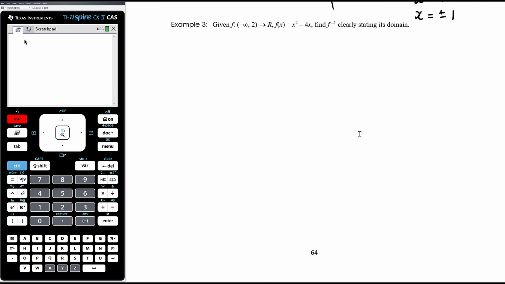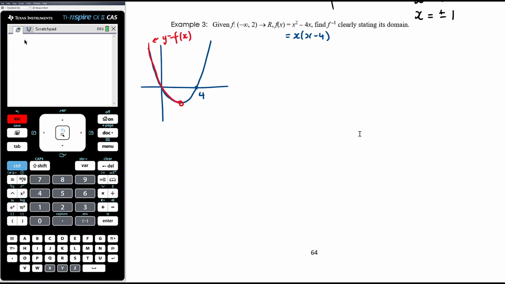Given that we have f, which has a domain from negative infinity to 2, not including 2, and f(x) has rule x squared minus 4x, which is a parabola, find the inverse of f, clearly stating its domain. Again, I like to always think about what things look like. So x squared minus 4x is x times (x - 4), so that's a happy parabola with intercepts at 0 and 4. So it looks something like that. That's 4, but we're only going from negative infinity up to 2, not including 2. That'll be at the turning point. So we've actually only got that red graph.